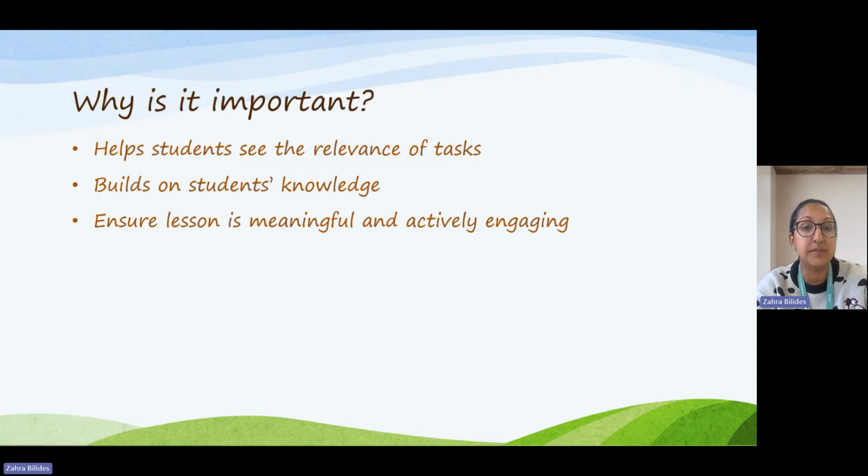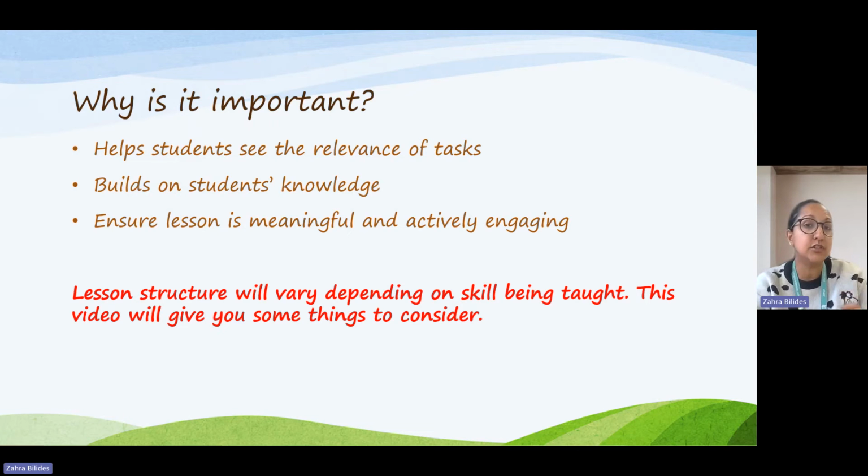This is really important because if your lesson has a good structure, it will help students to see the relevance of each task that you're getting them to do. It will help them build on their knowledge, and it'll ensure that your lesson is meaningful and actively engages the learners. Obviously, the structure of your lesson will vary depending on what skill you're teaching. In this video, we will look at some ideas and some things to consider.